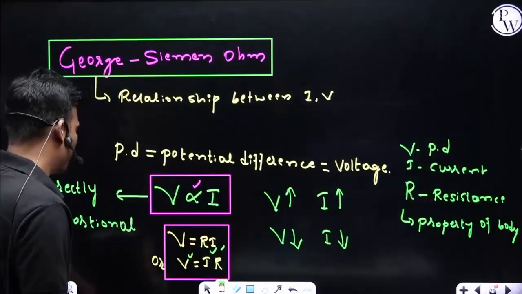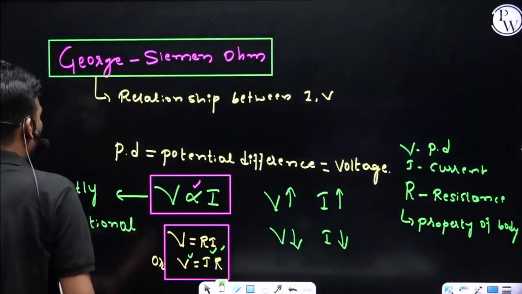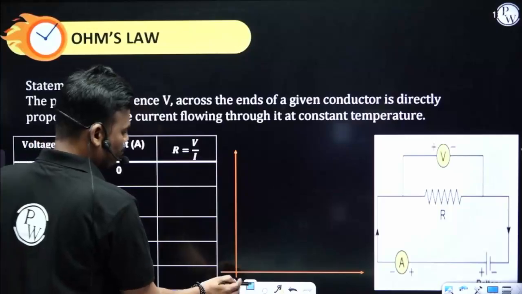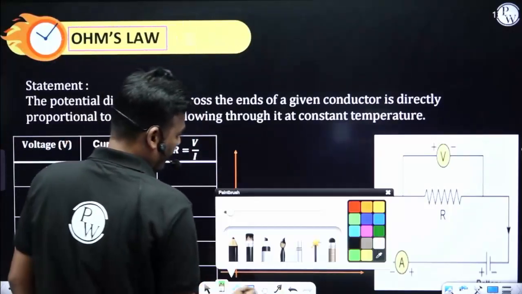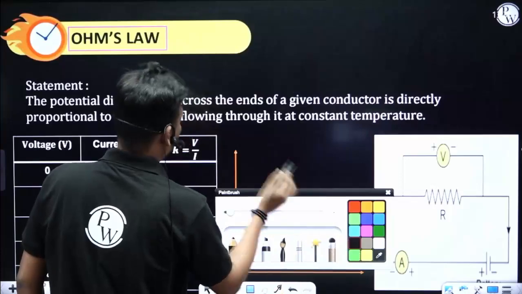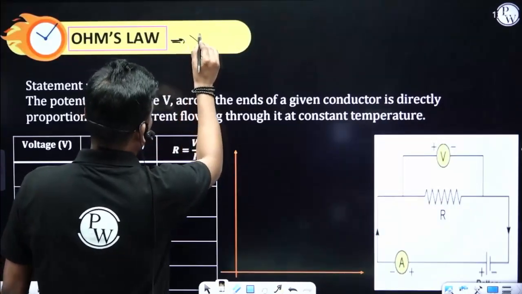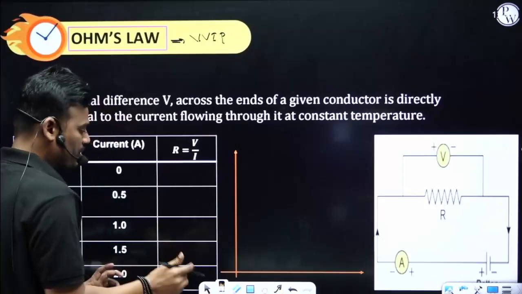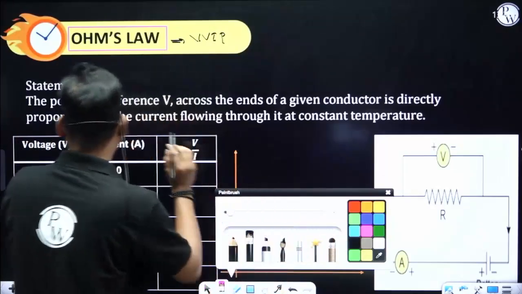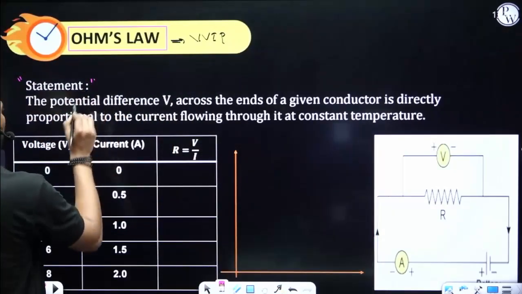Okay. Directly proportional. Now, let's check out Ohm's law. What is this Ohm's law? So this is very, very important. Very, very important question. Okay. Definitely they'll ask for the statement in your board exam. So what is that statement?